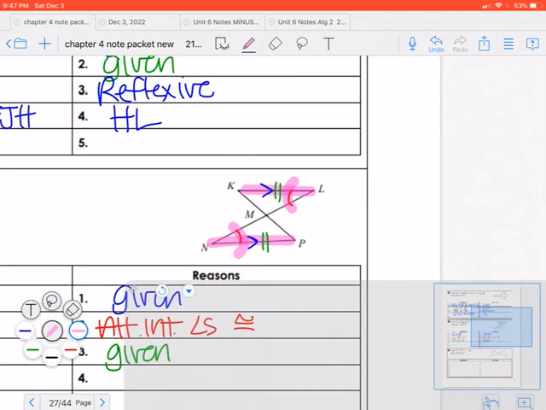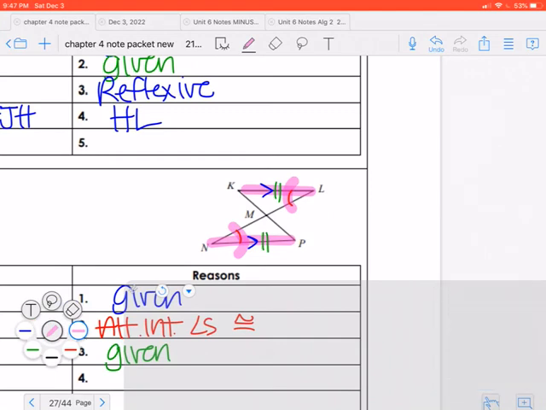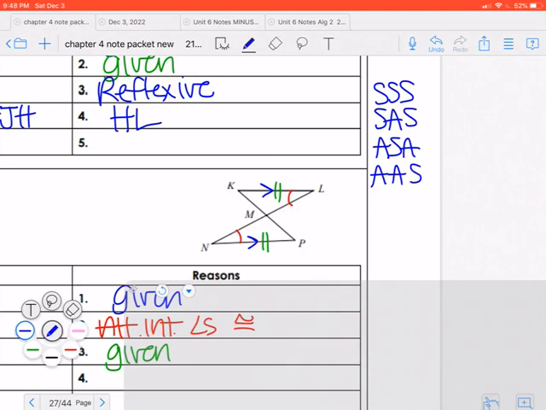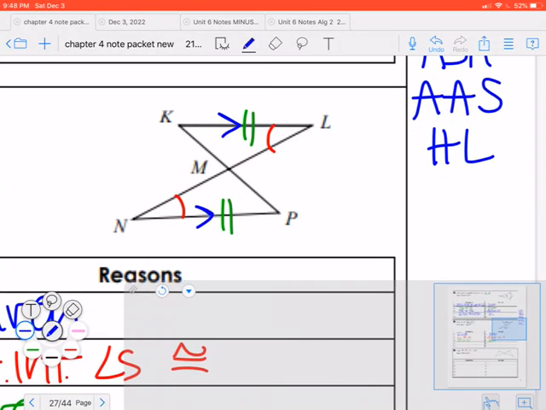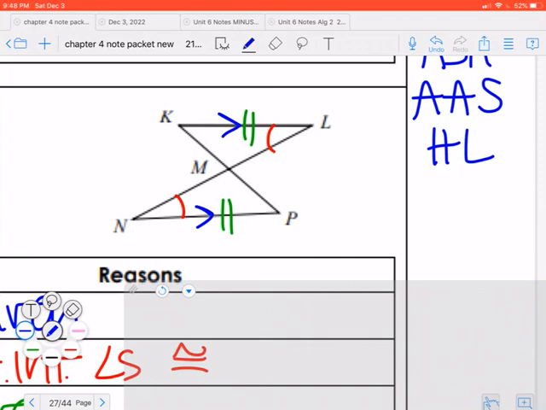I'm going to write down our choices again. I'll do it along the side here. Our choices are side-side-side, side-angle-side, angle-side-angle, angle-angle-side, and hypotenuse-leg. So I have one side and one angle, and now I'm looking to see what we have.